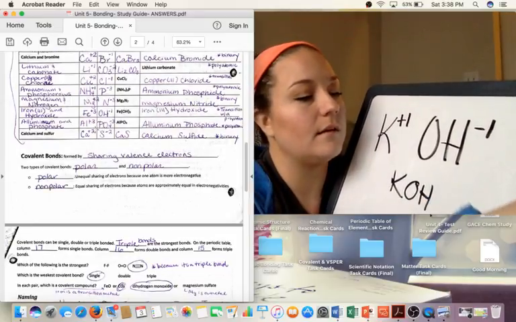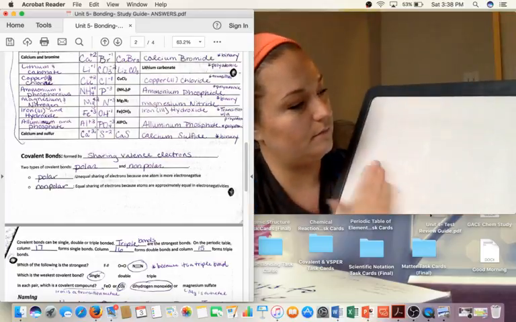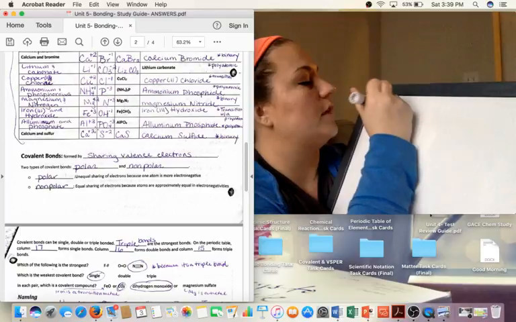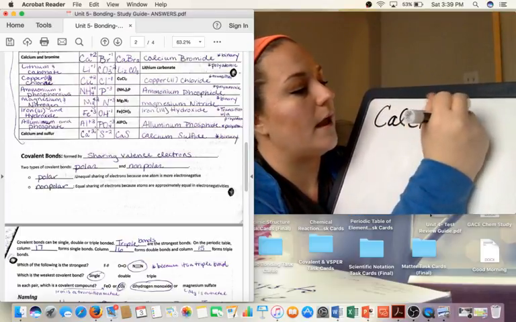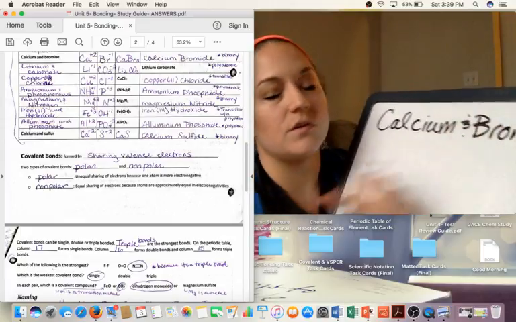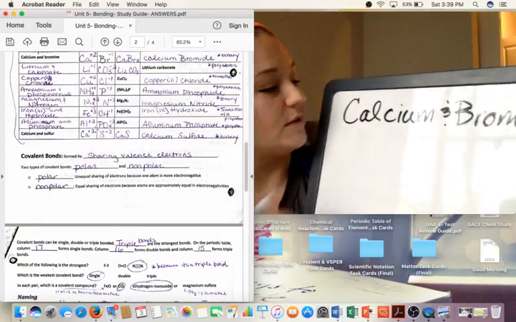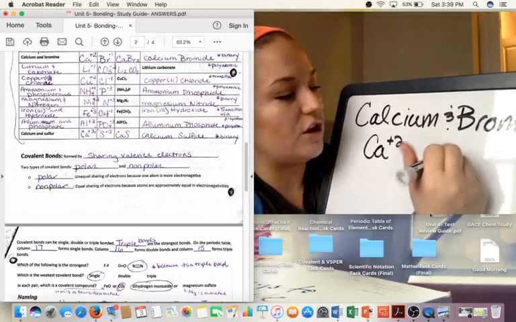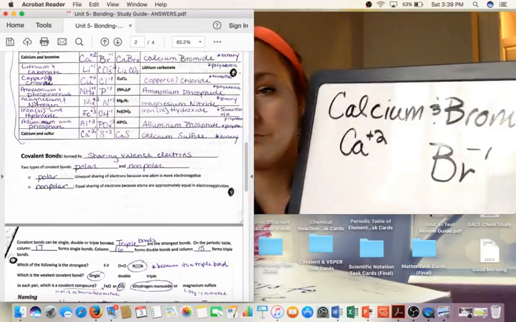All right, calcium and bromine. So it tells you that those are the two that are involved that you're working with. Calcium and bromine. So one, write out the symbols for who's involved. You have Ca, which has a +2 charge, and then you have Br, who has a -1 charge.